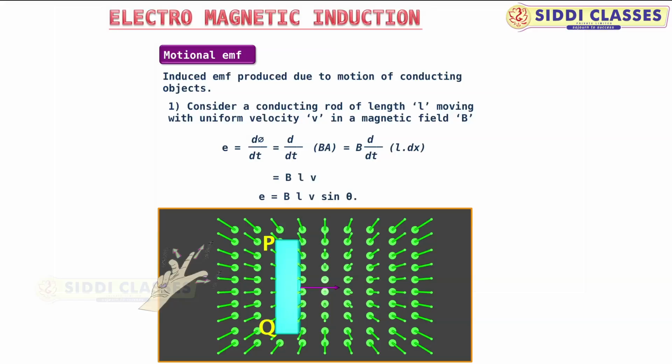The question is, the current is flowing from Q to P, then what are the polarities of P and Q? The polarities of Q and P are negative and positive. Why? Because this is a source. We know that the electric current flows from the positive terminal to the negative terminal in a circuit, and from the negative terminal to the positive terminal inside the source. Since this rod behaves as a source, that means it is having EMF.